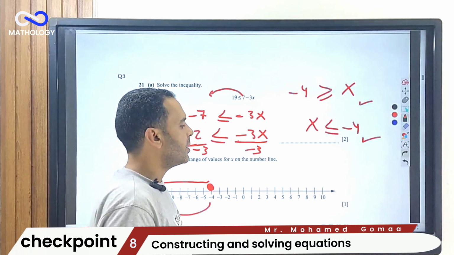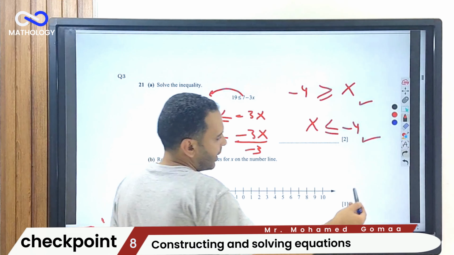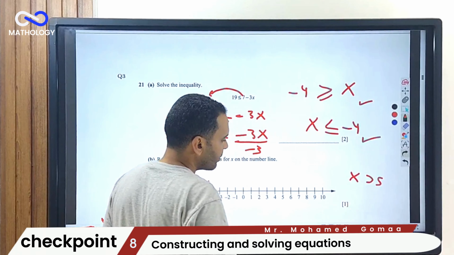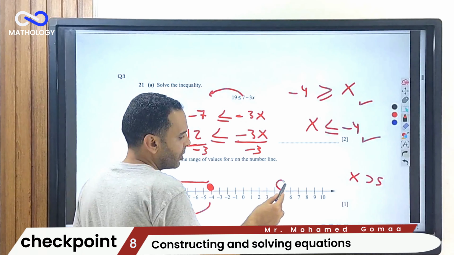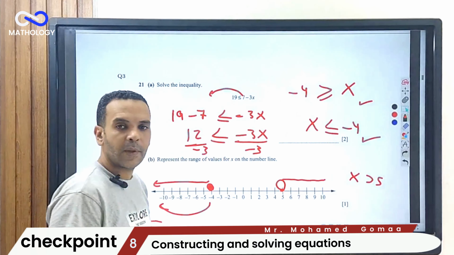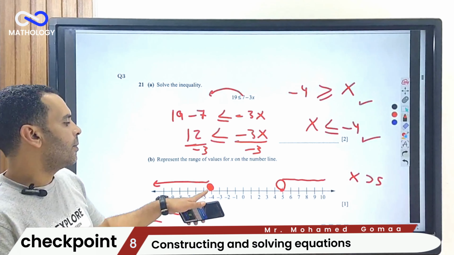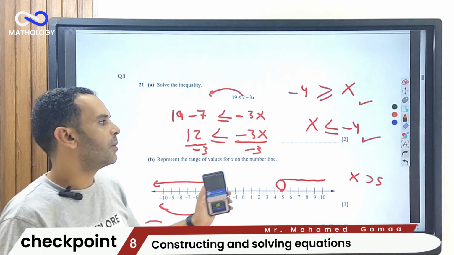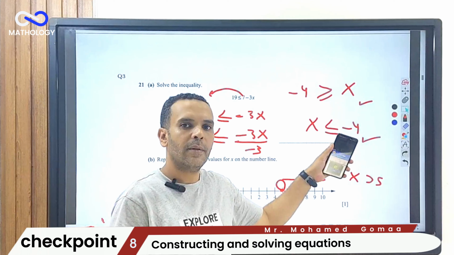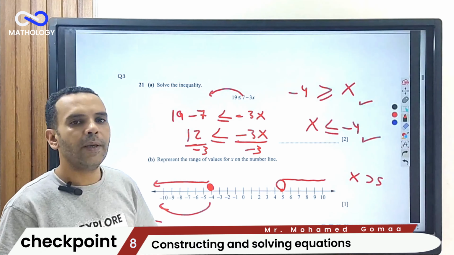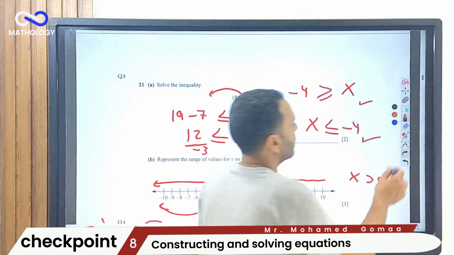Okay? But, for example, if we have x greater than 5, it will be an open circle, and greater, go to the right. Okay? When we have an equal sign, we have to shade the circle. When we have no equal sign, it will be an open circle.